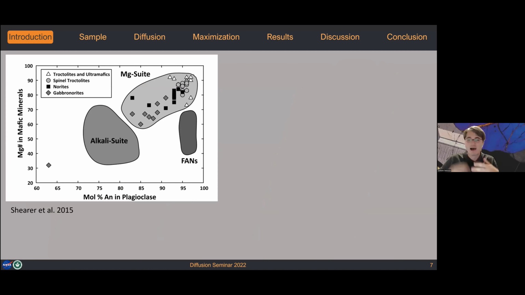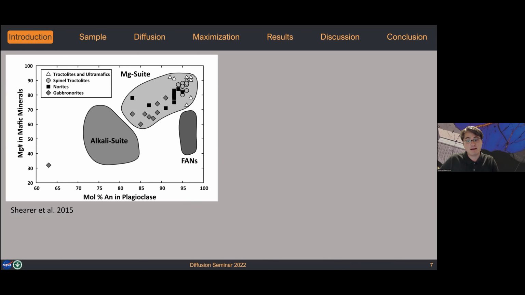So to understand how we classify lunar samples, we need to consider a plot like this, where we plot magnesium number in our mafic minerals versus anorthite number in our plagioclase. When we do this, several clusters pop out, and this is one of the ways that we identify the different lunar suites. And of interest here is the magnesium suite, or Mg suite, up in the top right.